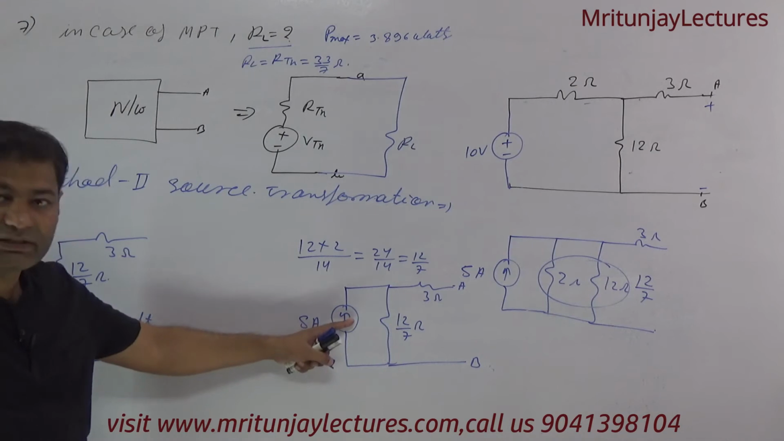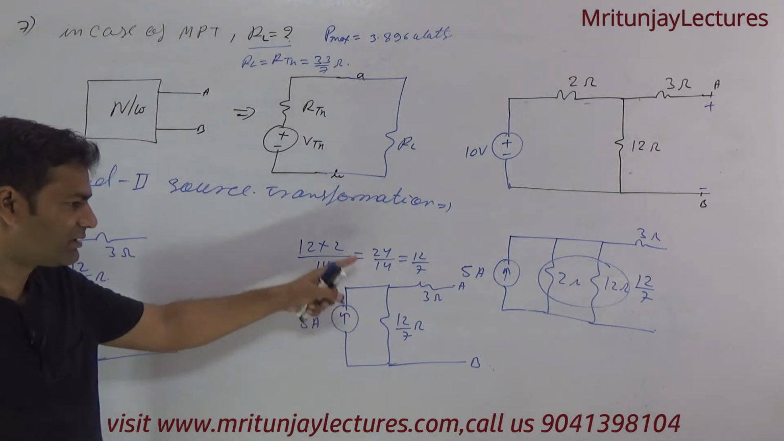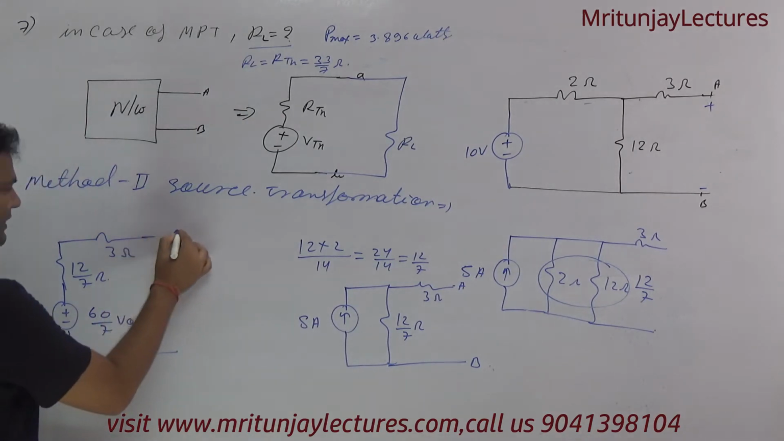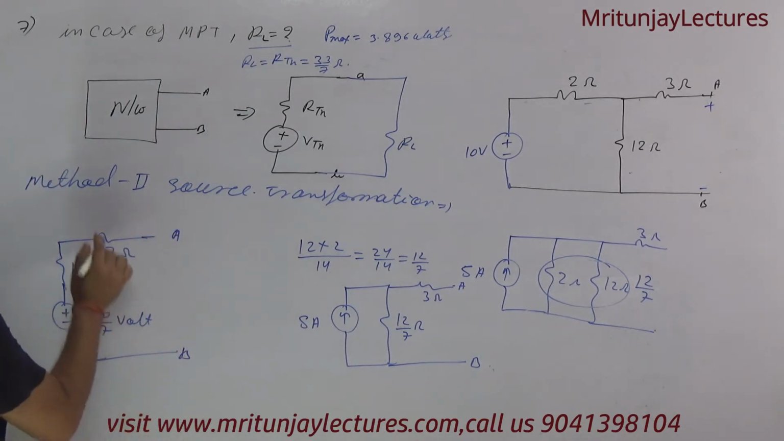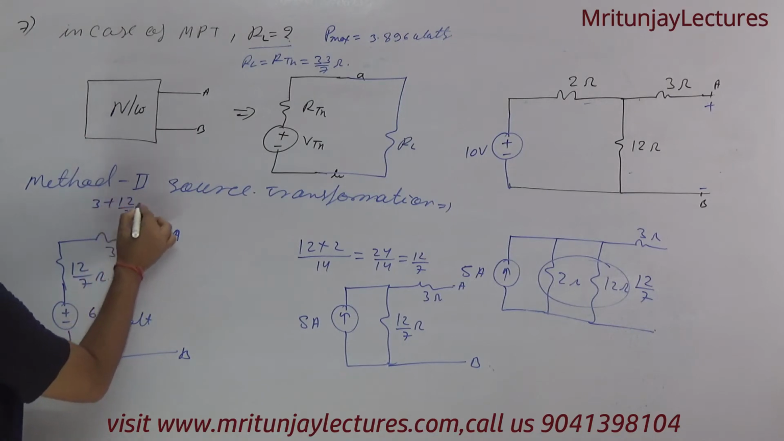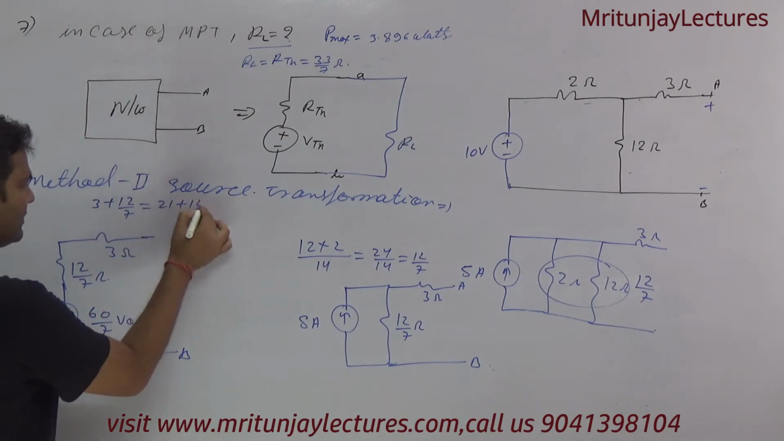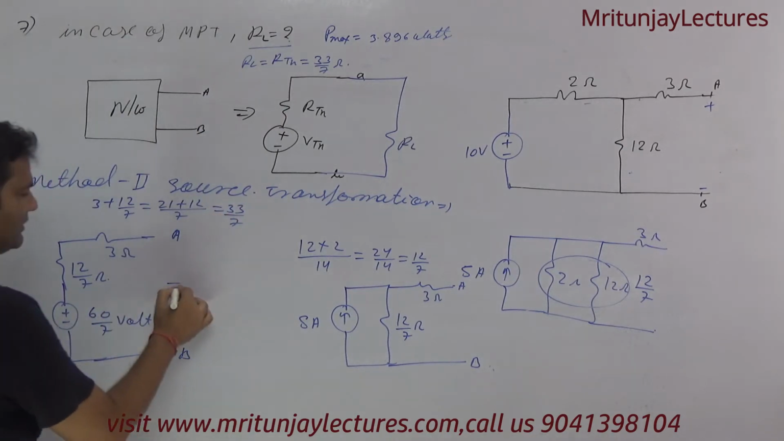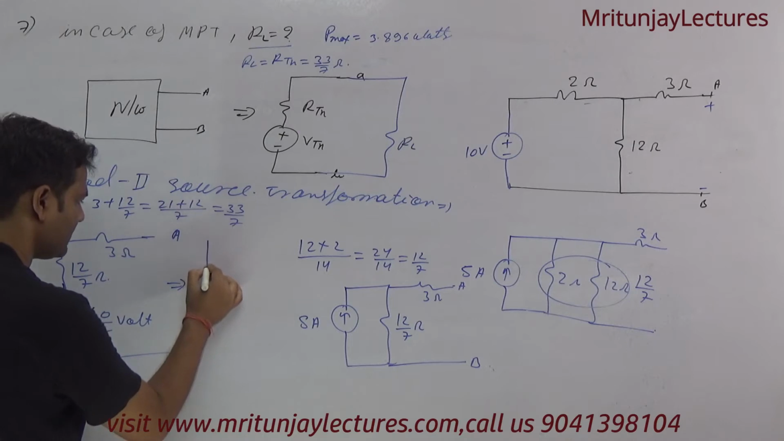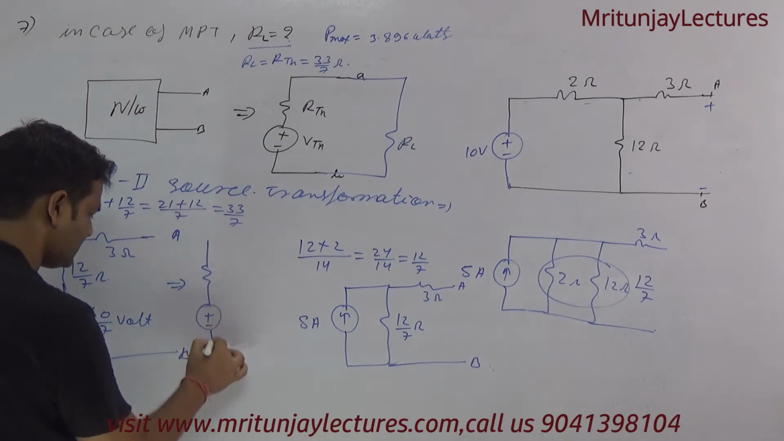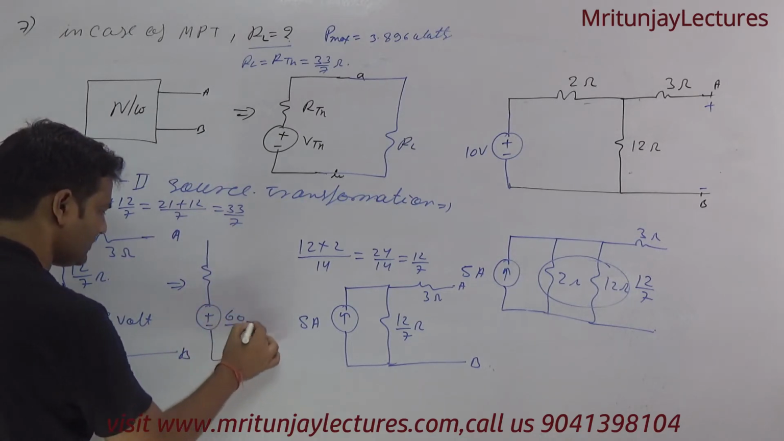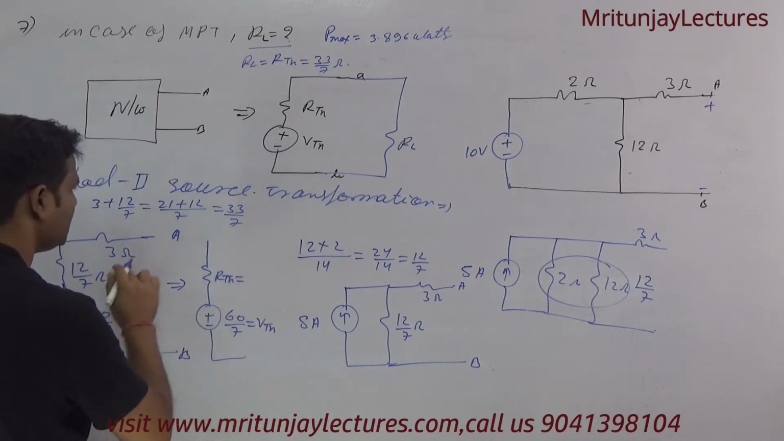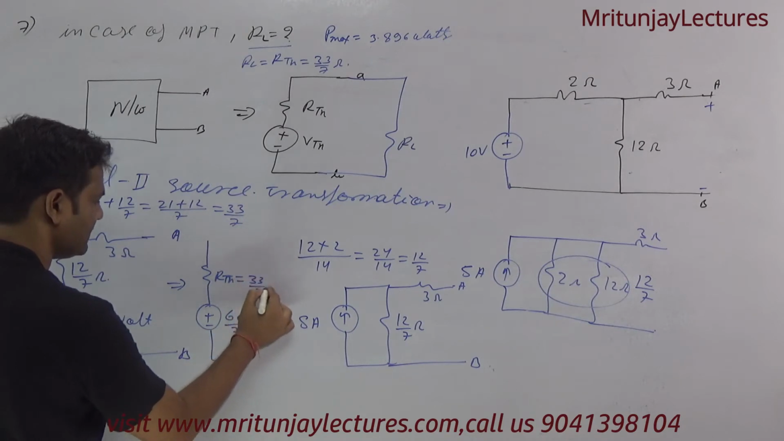Why? Because it is decided by the direction of current. Direction upward, that's why plus, and here minus. Okay, so that is A and that is B. 3 plus 12 by 7, that is 21 plus 12 divided by 7, that is 33 divided by 7 ohm. So finally this one makes a resistance, and that is plus minus 60 divided by 7. This one is VTH, and this one we got 33 by 7, that is RTH.